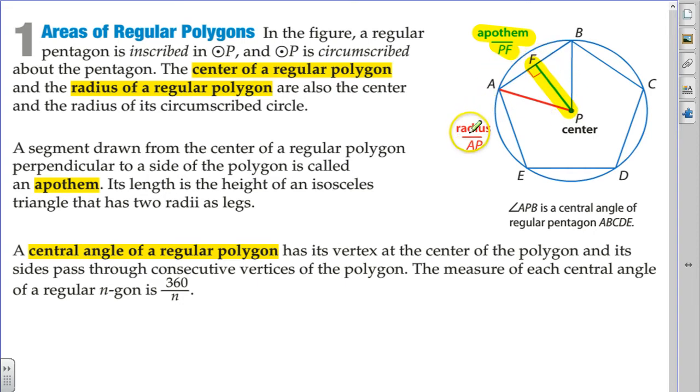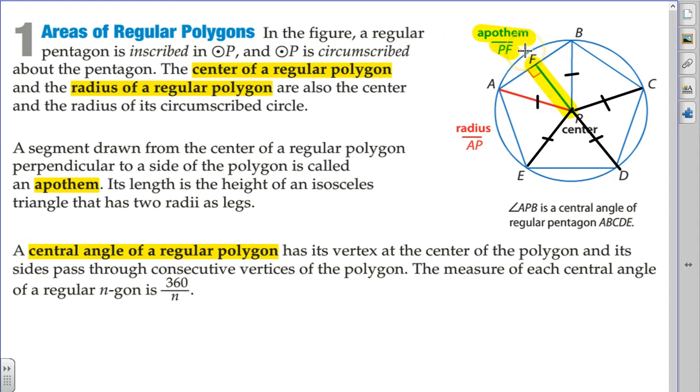But more importantly, what it really is for us is the height of one of the triangles that gets formed when you cut this guy up, because that's basically what we're going to do to find the areas. We're going to create a bunch of different triangles by creating all the radii of the regular polygon. All these radii are the same, so we create isosceles triangles. The height of one of those isosceles triangles is the apothem.